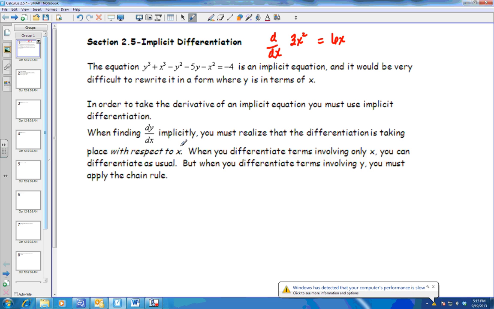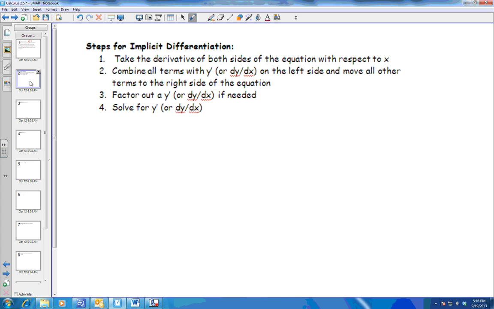So when we differentiate terms involving only x, you can differentiate as usual. So all the problems that we've done so far just involved x as our variable, and we didn't have to do anything special. So now when your equation involves x's and y's, we're going to use implicit differentiation, which is actually an application of the chain rule. Okay, so you guys are going to like this because it's just basic steps that you follow.